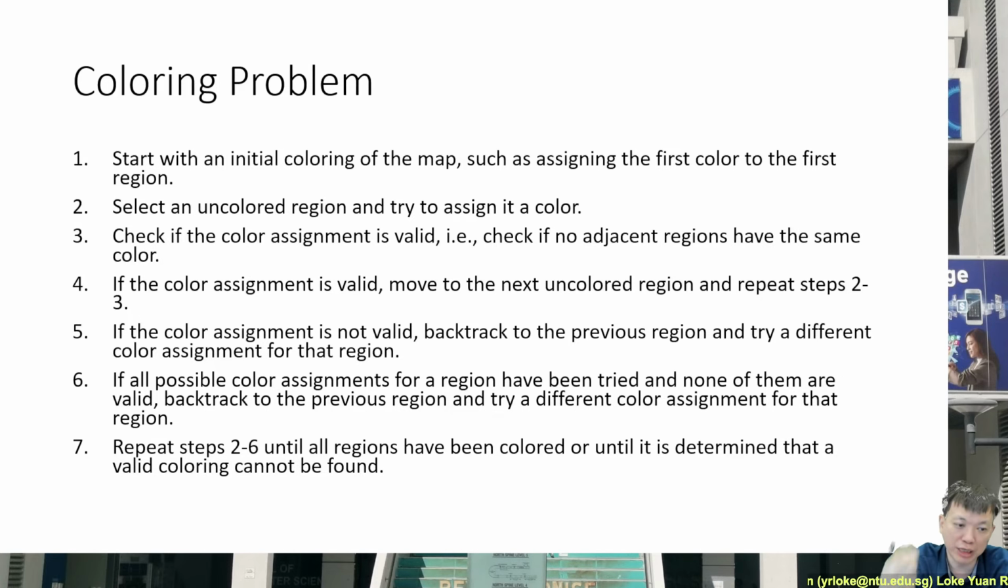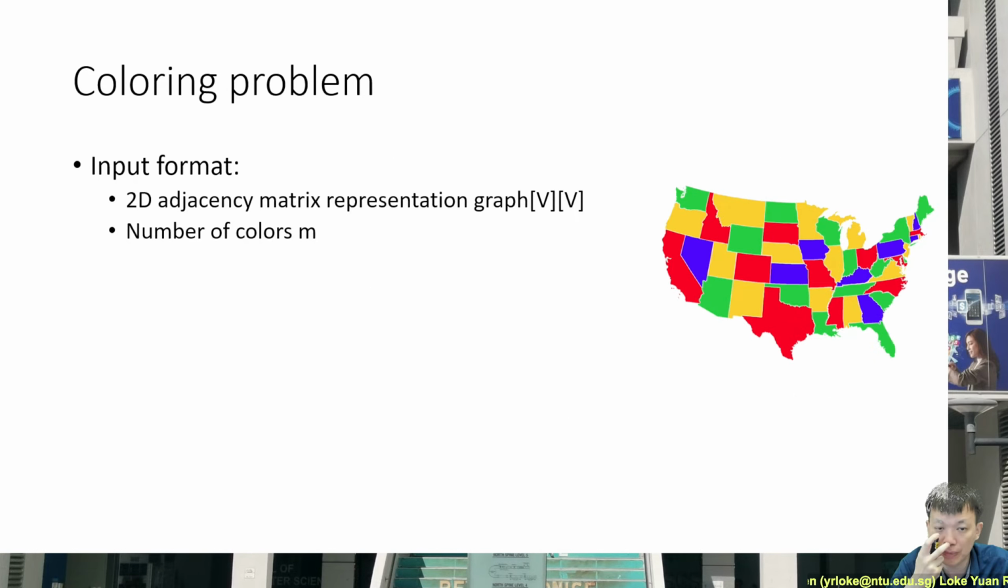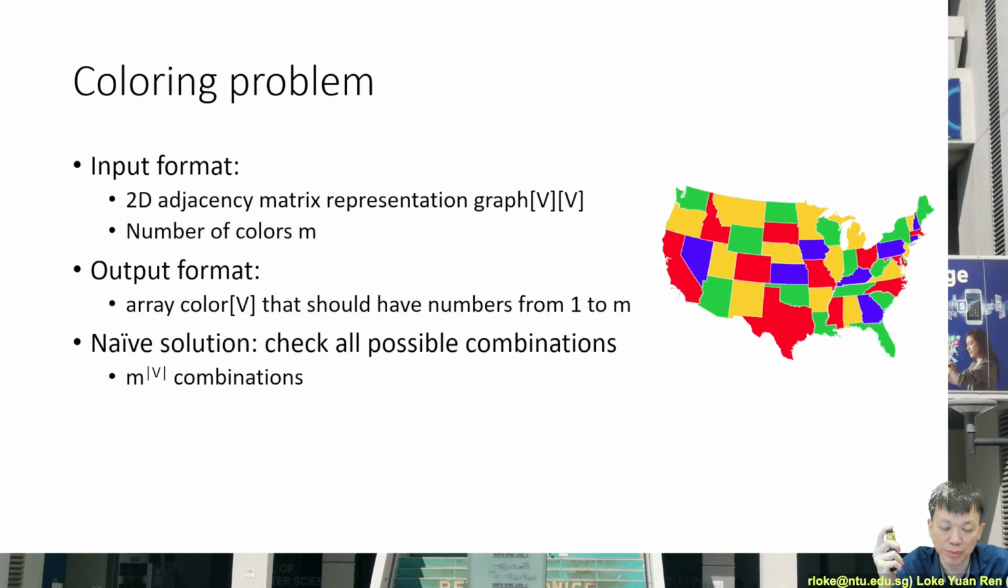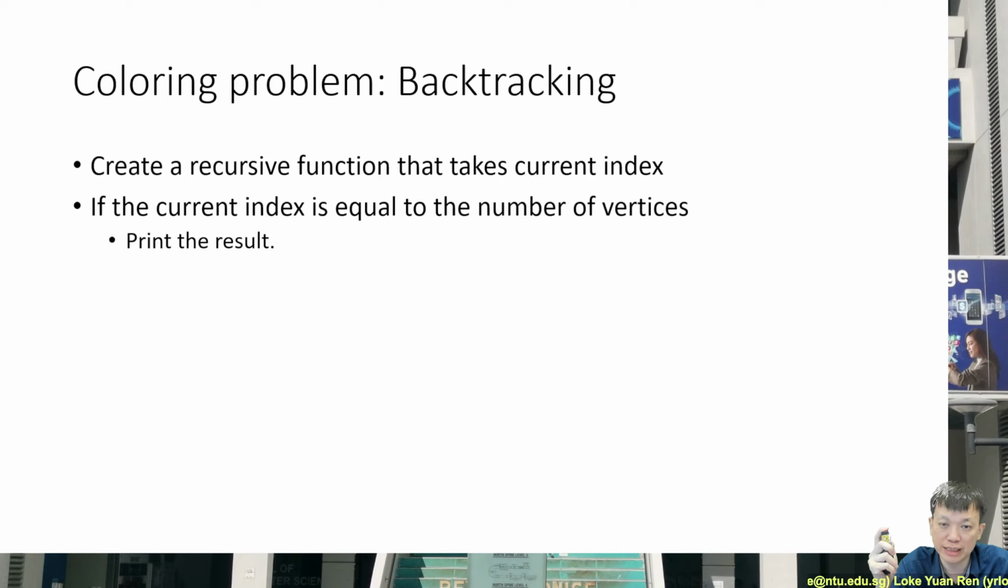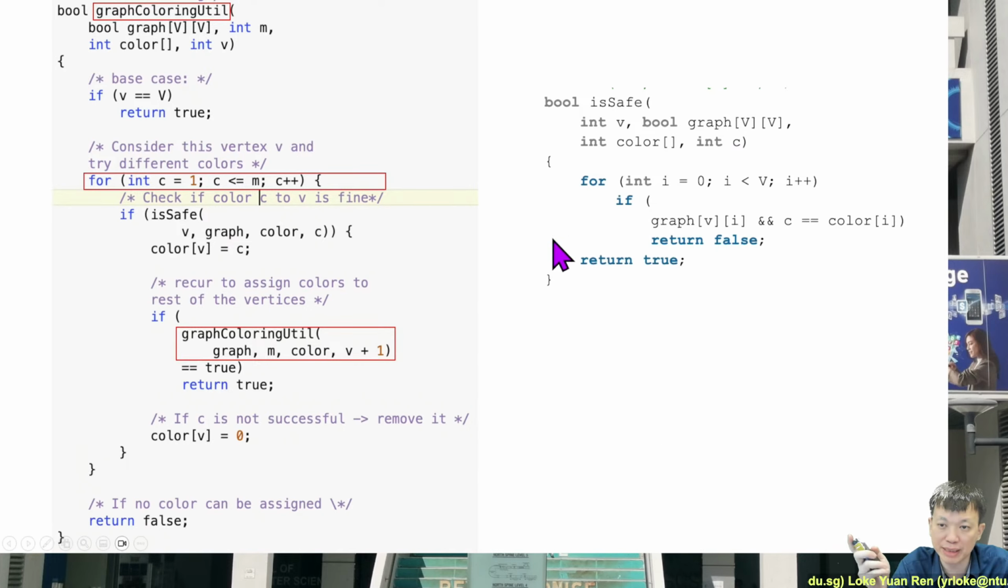Every time I put a color, the key is that I need to validate whether this is a valid color assignment or not. If it's valid, I carry on. If it's invalid, I do the backtracking. Today I'm going to talk about another very classic computer science problem, the N-Queen problem. This is the implementation for coloring.